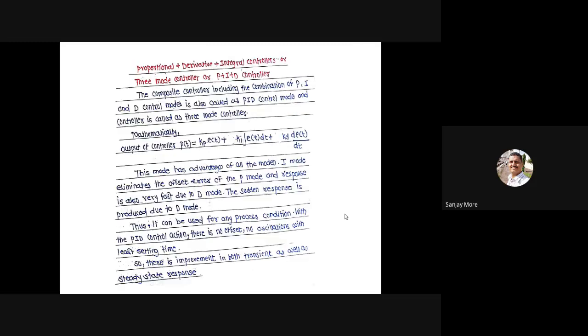Okay. Then next is the last point of this chapter: proportional plus derivative plus integral controller, or three mode controller, or PID controller. Give the heading. This is our last point of this chapter: proportional plus derivative plus integral controller, or three mode controller, or PID controller.